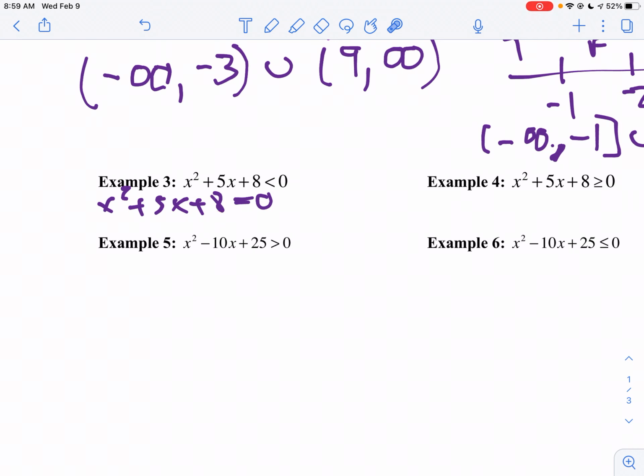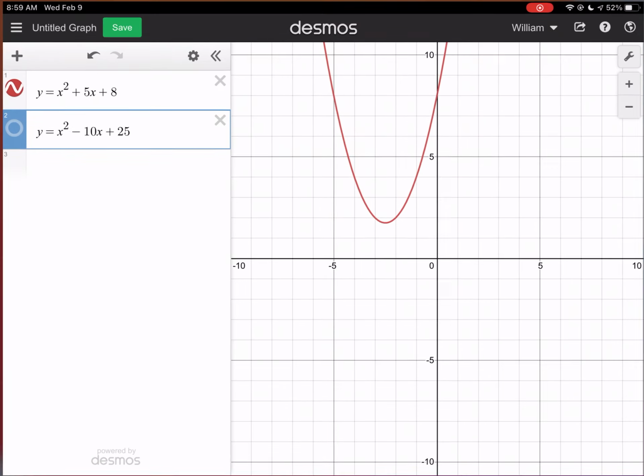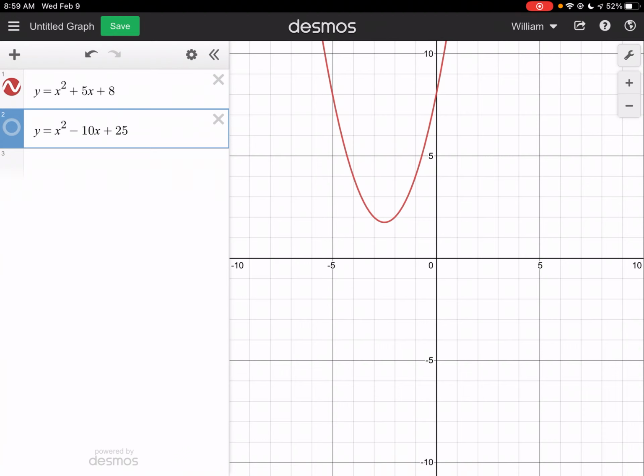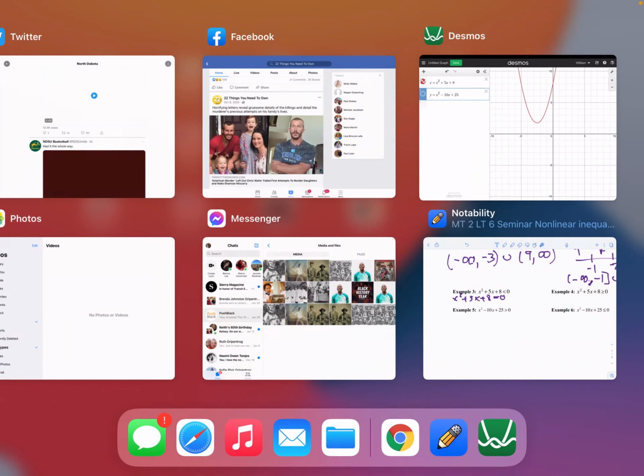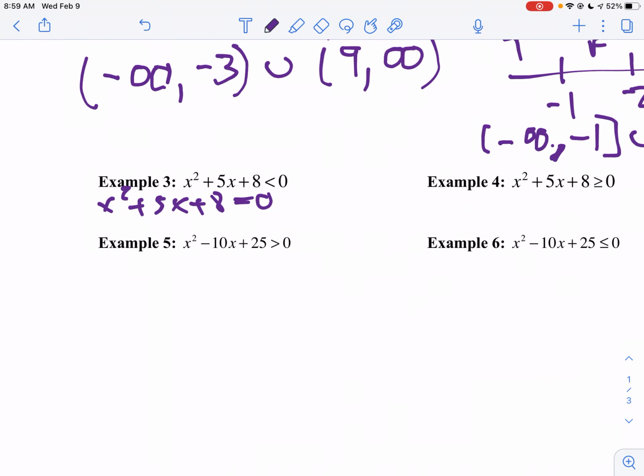So let's take a look at the graph of this. And notice when I look at the graph, this graph is never below 0, is it? So there are no solutions for x that will make this true.